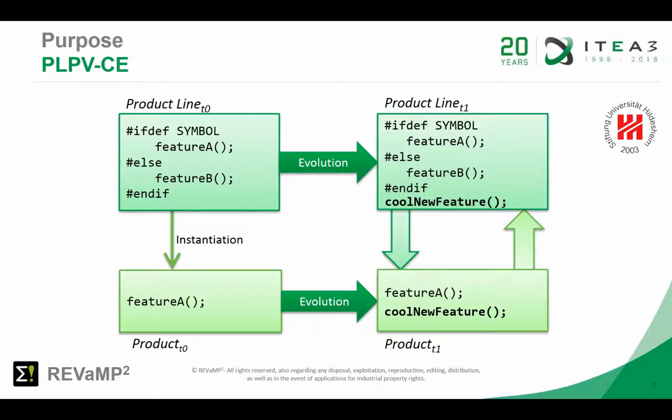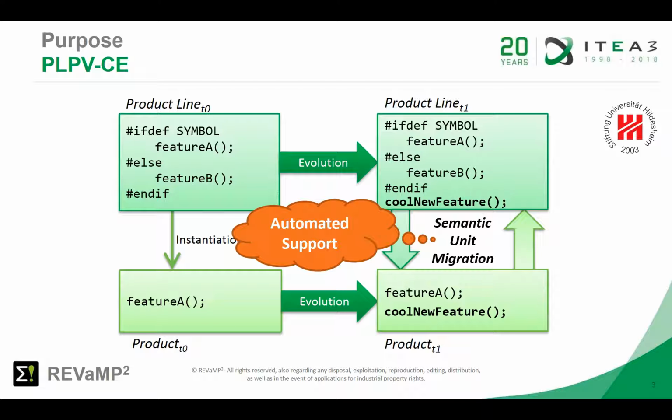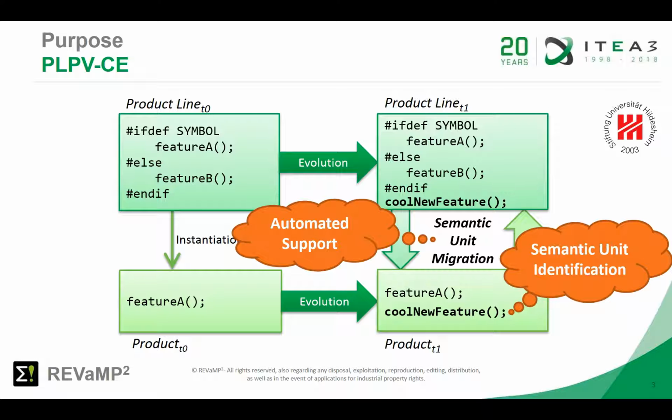the other products. Both scenarios require a semantic unit migration, where the semantic unit is a set of all semantically related lines of code that belong to the bug fix or the cool new feature. As identifying and migrating a semantic unit is a tedious and error-prone task, our co-evolution support aims at automating it. Hence, the first step is to identify semantic units, meaning all semantically related lines of code, for a particular code fragment. This is what we focus on in this video.